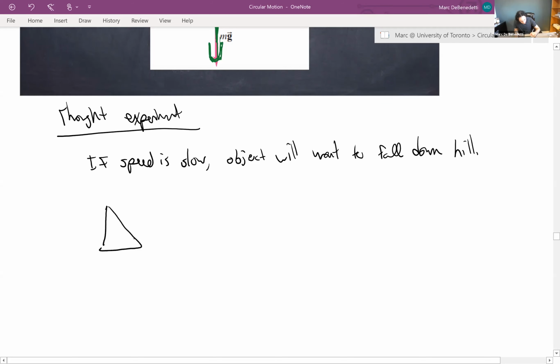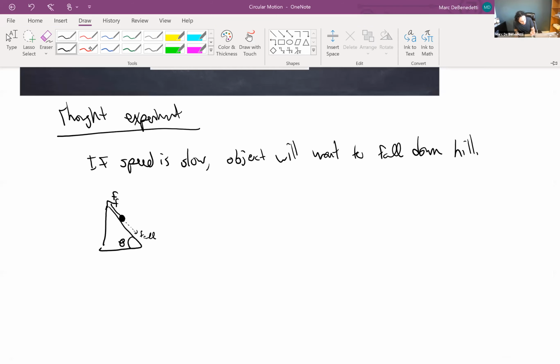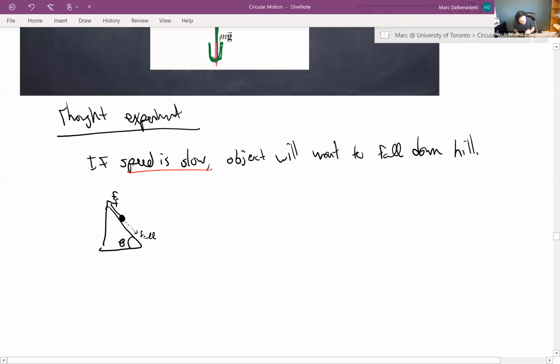So if I were to draw my banked curve, if I'm traveling too slow, I will want to fall down the hill. Now, presumably, if I don't slide down the hill, what keeps me on the hill is the force of friction. So if I'm traveling too slow, there's going to be friction up the ramp, trying to keep me up on the ramp.